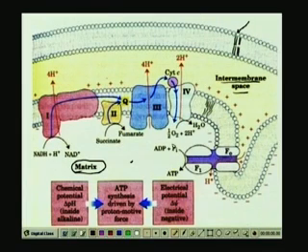Okay, now we are going to look at this system in a bit of detail. What we have here are certain complexes. Okay. Now, each of these complexes you can see is what? It's kind of an integral membrane protein.